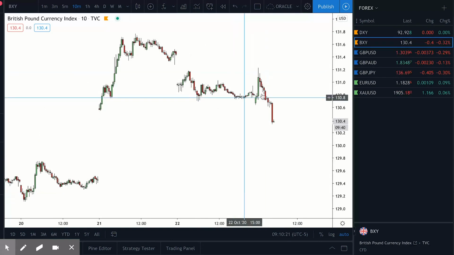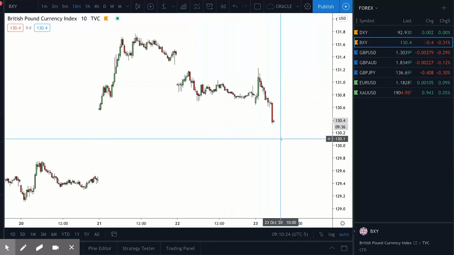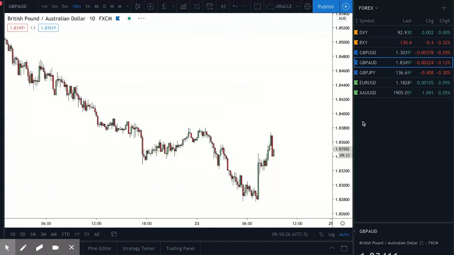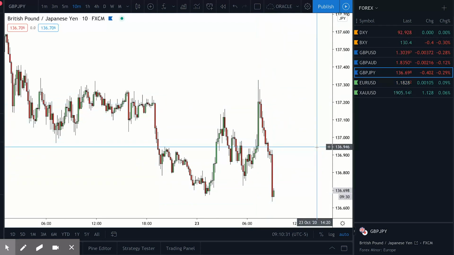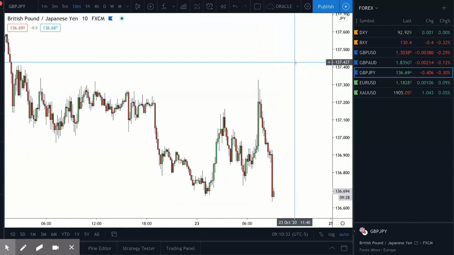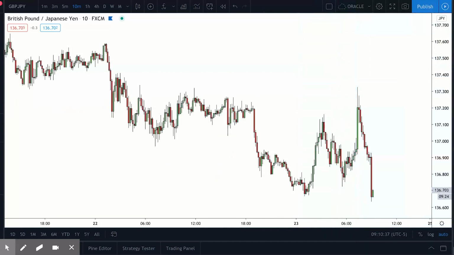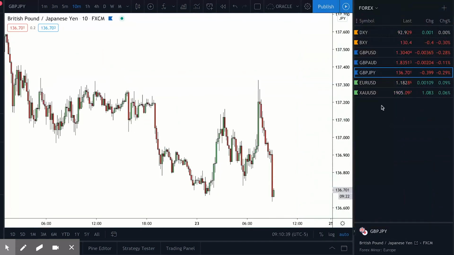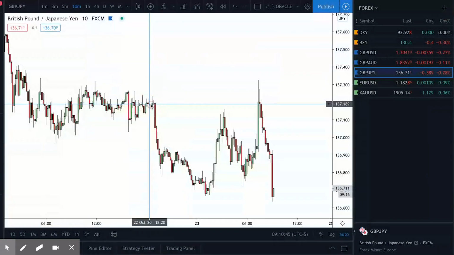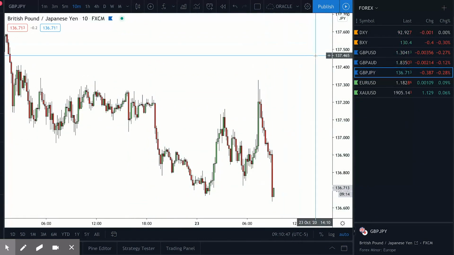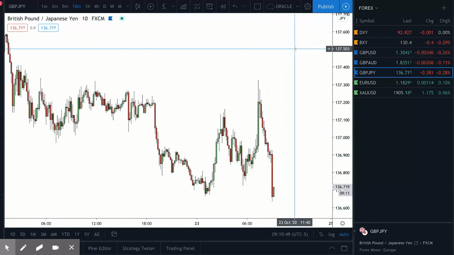Now, obviously, being a pound trader, it's very useful having the BXY. If this starts to lose strength, I can then see that the pound is going to also lose strength across the board, as you can see from these nice bearish movements that we're getting. So there we go. That is refining your watch list, why you should do it and how you should do it, and then how you can build your watch list in TradingView. Remember, using this top tab, and then you can just add in whatever it is that you want to trade on there. So that is all for this video.